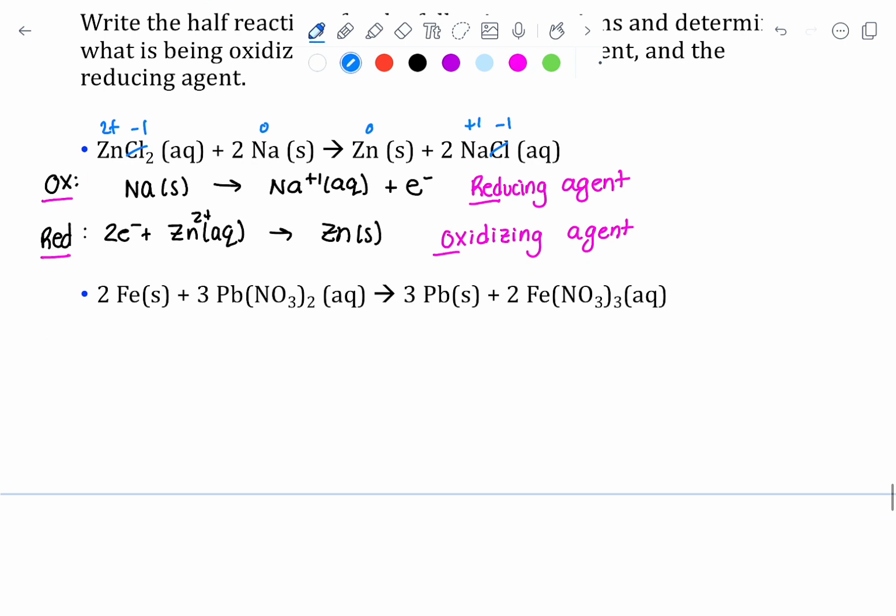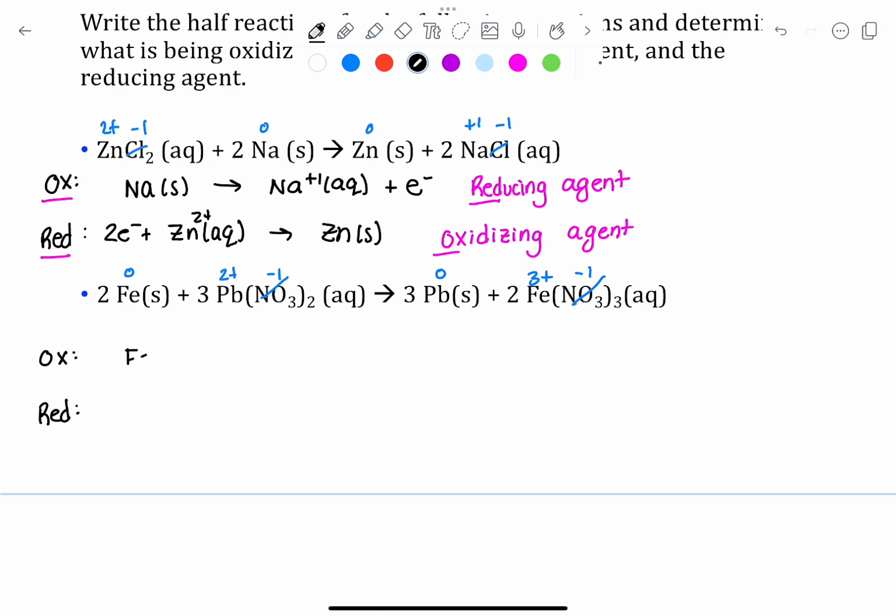For our second reaction here, we have iron going from iron 0 to iron 3+. We have lead going from lead 2+ to lead 0. And nitrate is going from -1 to -1. So it did not change, therefore it's our spectator. So between iron and lead, we have to determine what's being oxidized and what's being reduced. Iron is going from iron 0 to iron 3+ and is therefore losing electrons, therefore it's being oxidized.